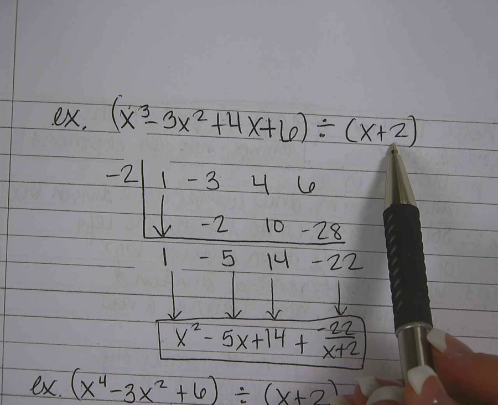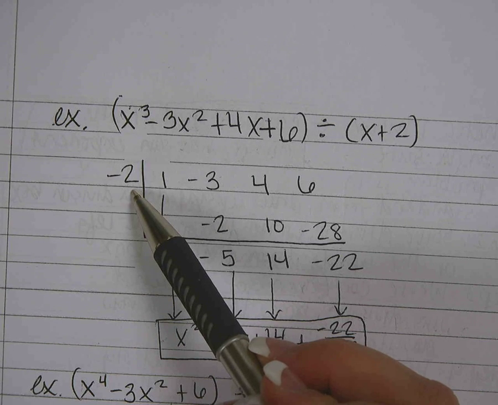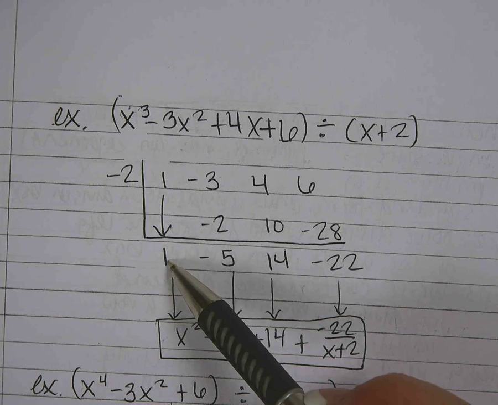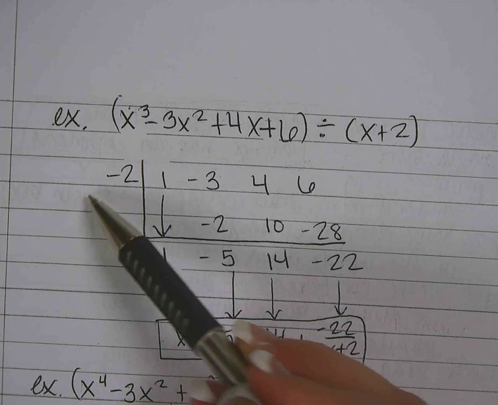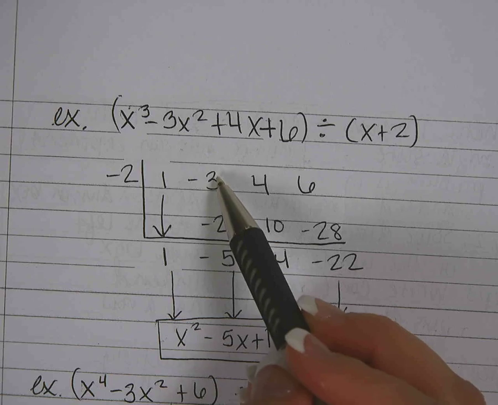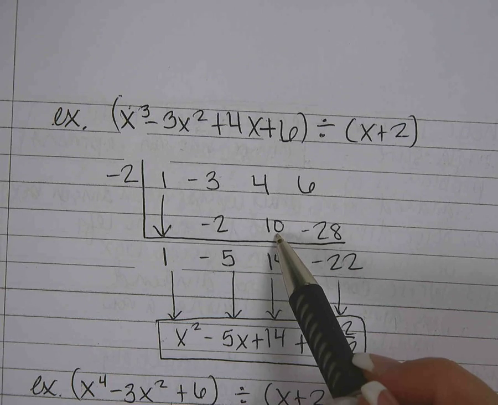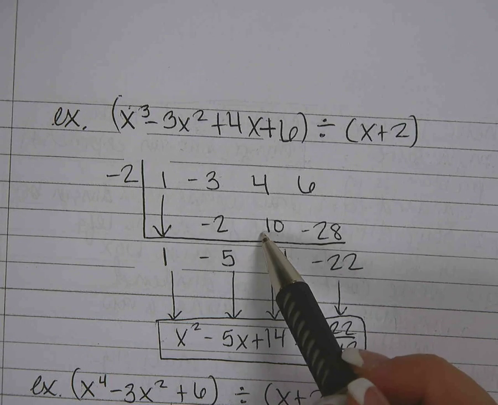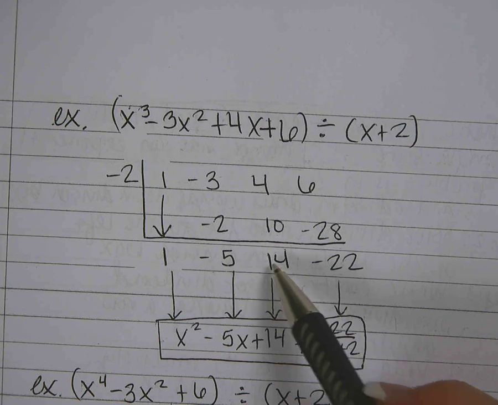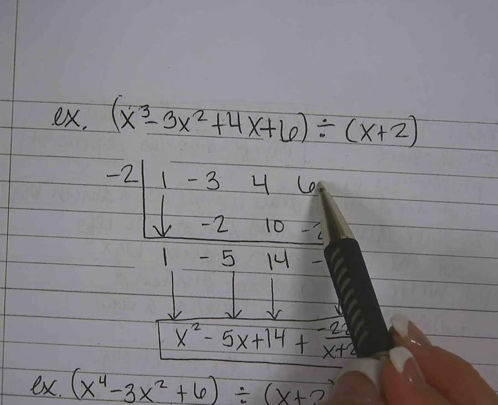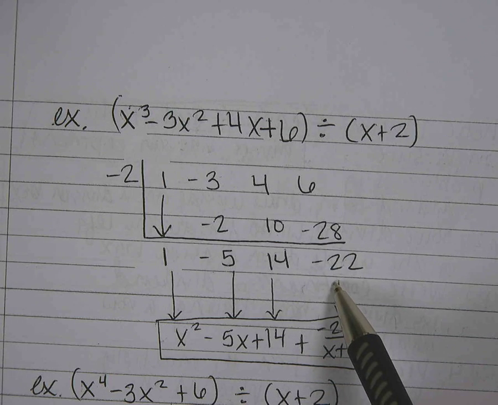X plus 2 equals 0 would solve to x equals -2. So -2 got written right here. Drag down my 1. Got 1 right here. 1 times -2 is -2. -3 plus -2 is -5. -5 times -2 is +10. 4 plus 10 is 14. 14 times -2 is -28. And 6 minus 28 is -22.